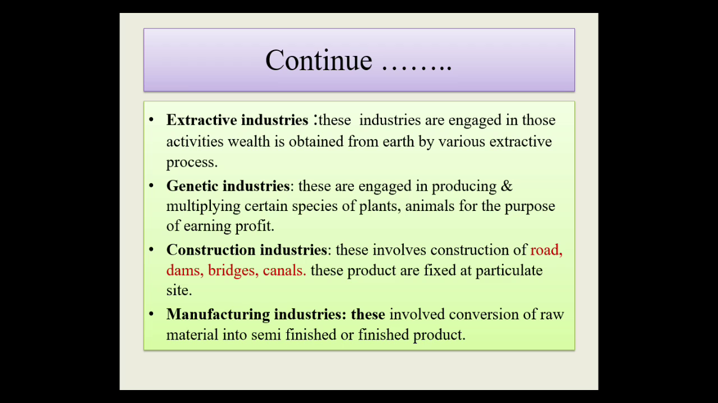Then construction industries are involved in the construction of buildings, roads, dams, bridges and canals. The products made by these industries are not made for sale in the market, but they are fabricated or fixed at one site. Examples are roads, dams, bridges and canals. Then manufacturing industries are involved in the conversion of raw material into semi-finished or finished products. A pharmaceutical industry is an example of a manufacturing industry, because it converts basic drugs or raw material into various pharmaceutical formulations.